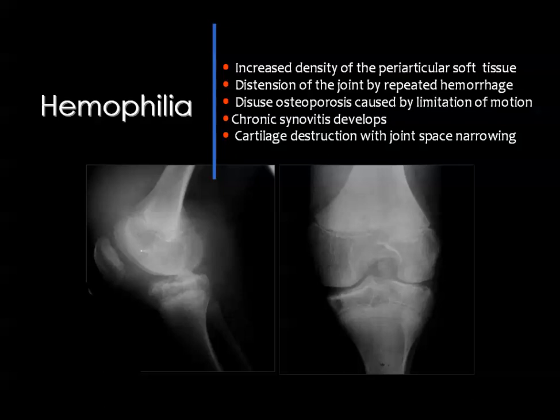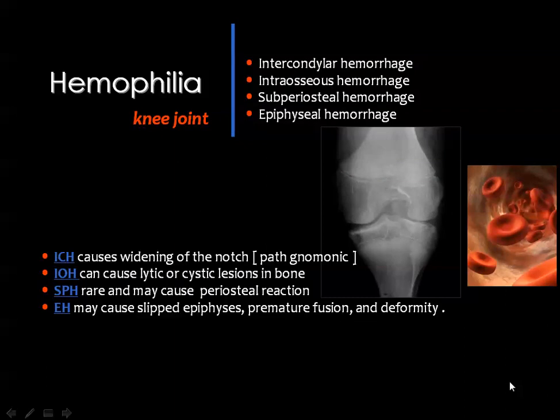And then if you get hemorrhage in the periarticular soft tissues, it will result in an increase in the density of the tissues surrounding the joint. Then you get distension of the joint capsule if there is intra-articular hemorrhage. And you get disuse osteoporosis because of the limited motion of the affected joint. And chronic synovitis may lead to cartilage destruction and joint space narrowing.